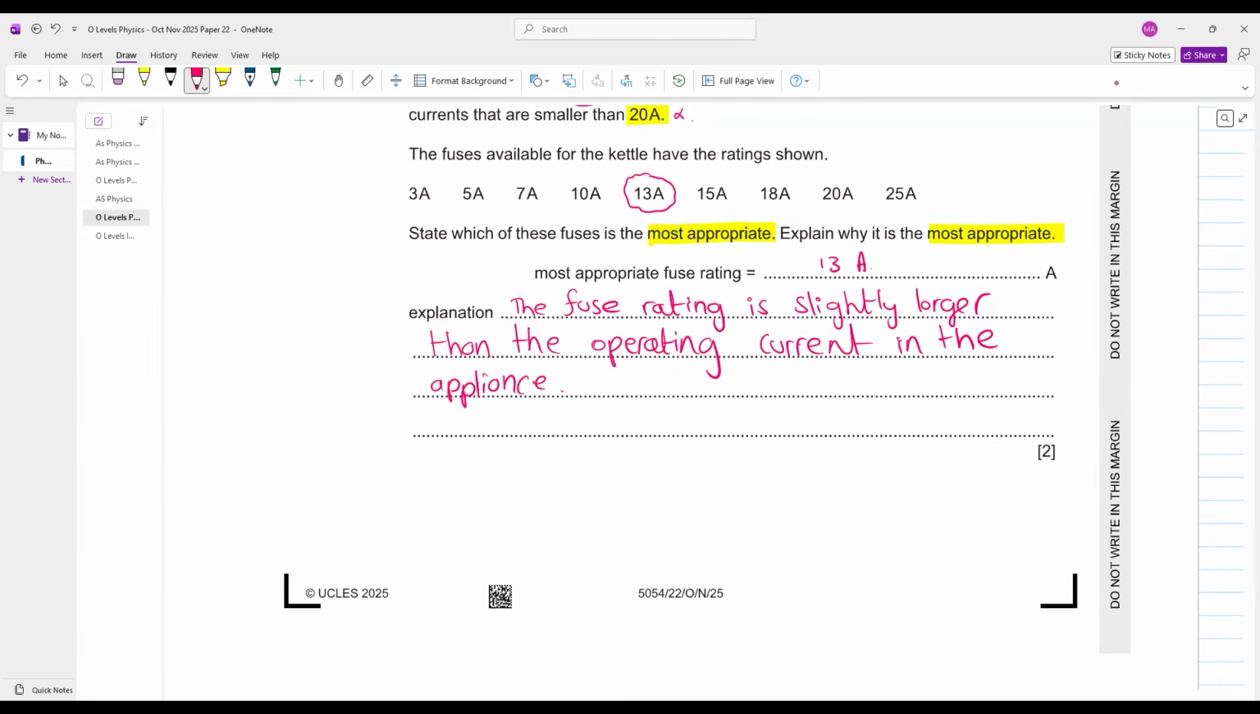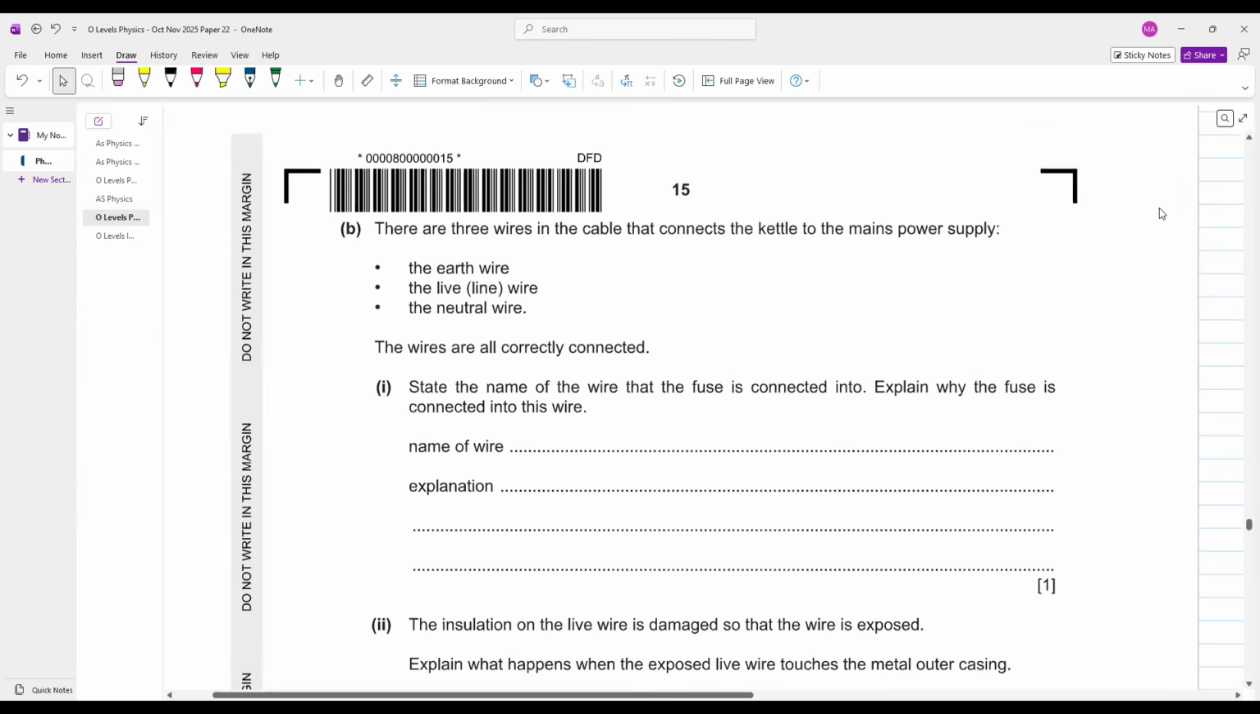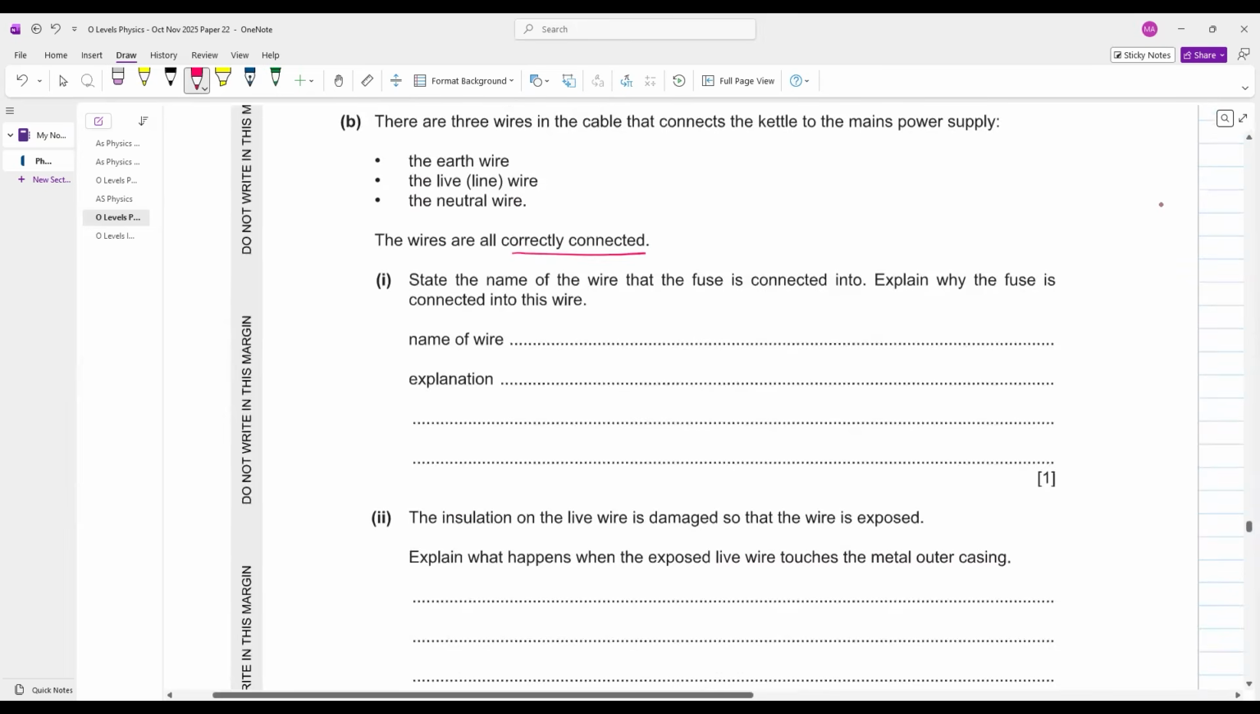आगे बढ़ते हैं बेटा, लेट्स फर्दर मूव अहेड. अच्छा यहाँ पे आ जाओ. There are three wires in the cable that connect the kettle to the main supply. Earth wire है, live wire है, neutral wire है. The wires are all correctly connected. अच्छा जी सारे के सारे wires correctly connected हैं. State the name of the wire that the fuse is connected into. हमेशा याद रखो fuse is connected into the live wire. Okay. Explain why the fuse is connected into this wire. बेटा fuse को हम live wire में क्यों connect करते हैं? Yes. Why is the fuse connected in the live wire?